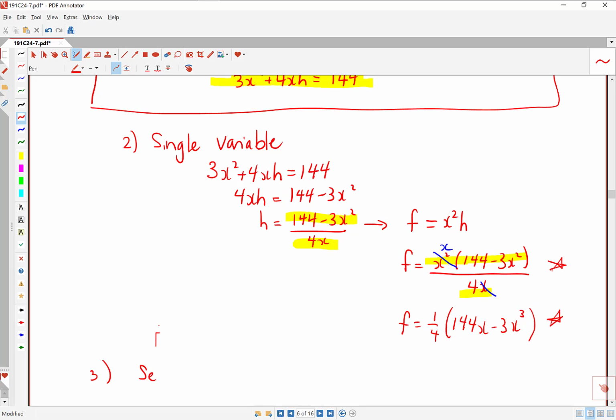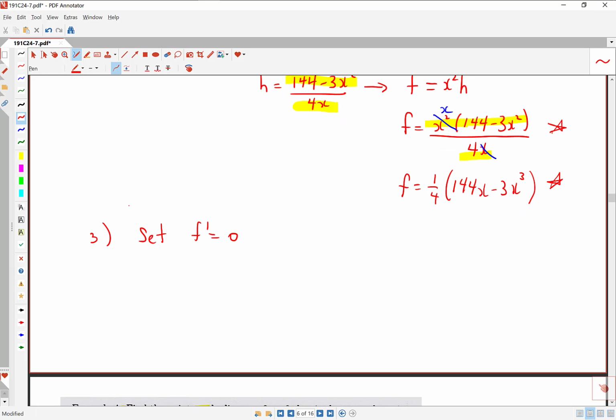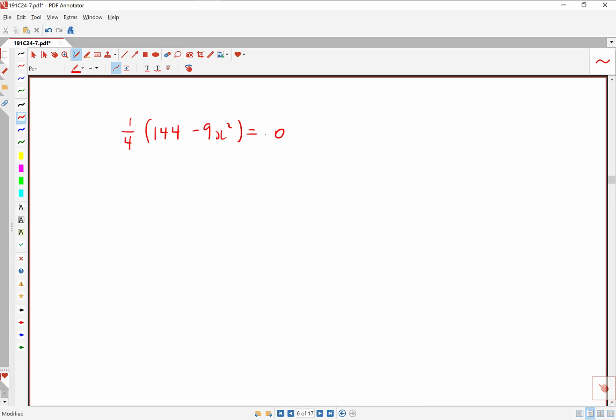So step 3 is to set f prime equal to 0, and that will find any relative maximum or relative minimum points. Okay, so let's calculate f prime. We're just looking over here at our function f. So calculating f prime, the 1/4 would stay in front, and then taking the derivative inside the brackets, 144 minus 9x squared. And what we'd like to do is set this equal to 0, and that's going to lead us to our answer. So to solve this equation here, let's start by multiplying both sides by 4. That will just clear the fraction.